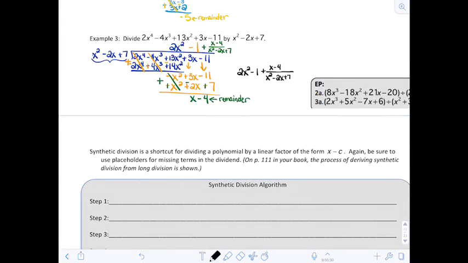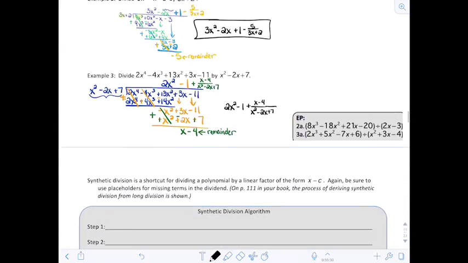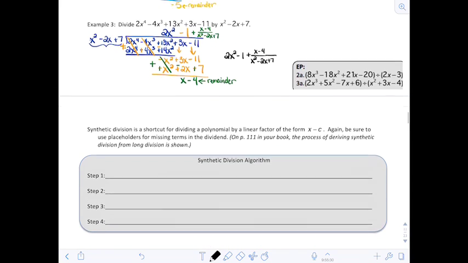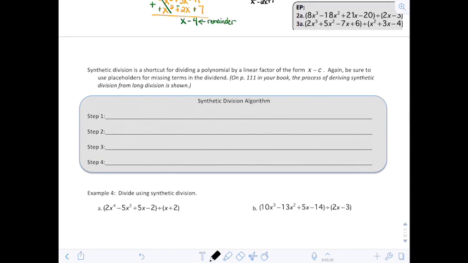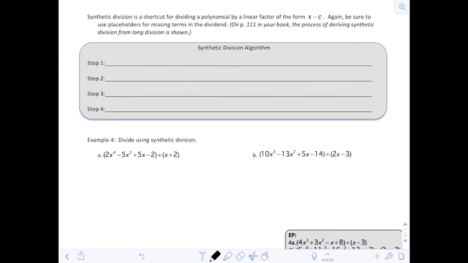Okay, so that is long division, and maybe a little rusty on it, but it should be rather familiar. Now we're going to look at synthetic division. If you remember anything about it, you probably remember loving it. It is definitely a shortcut for dividing polynomials. But the key is, guys, don't forget, you cannot always use synthetic division.